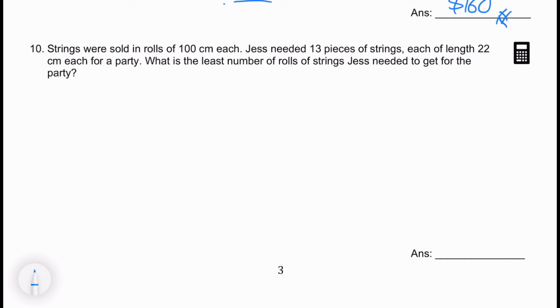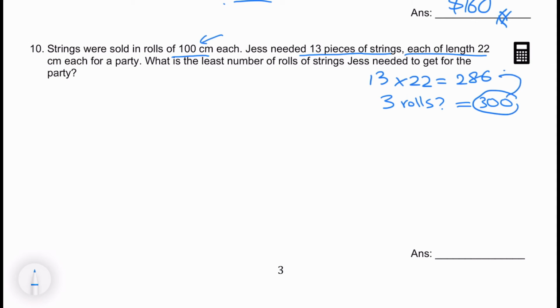Okay, strings were sold in rows of 100 centimeters each. Jess needed 13 pieces of strings, each with 22. So I take 13 times 22, and that gives me a total length of 286 centimeters. And since the rows were sold in 100 centimeters each, I think Jess would need 3 rows, because 3 rows would be equals to 300 centimeters and is sufficient for that. Do you think my answer is correct? The answer is 3. Okay, if you think my answer is not correct, why?